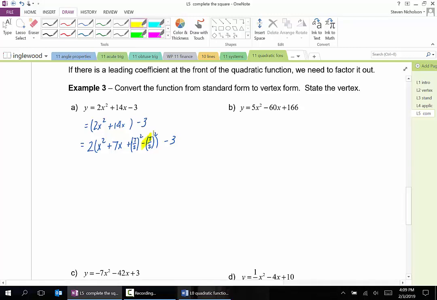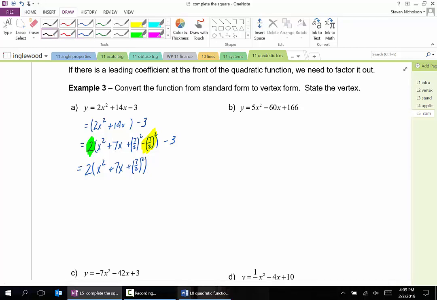Then what we're going to do is exactly the same as before. We're going to take this out, but when we take it out of the brackets, we have this leading coefficient, so we have to remember to multiply that as it comes out. So what happens is we have 2 bracket x squared plus 7x plus (7/2) squared.